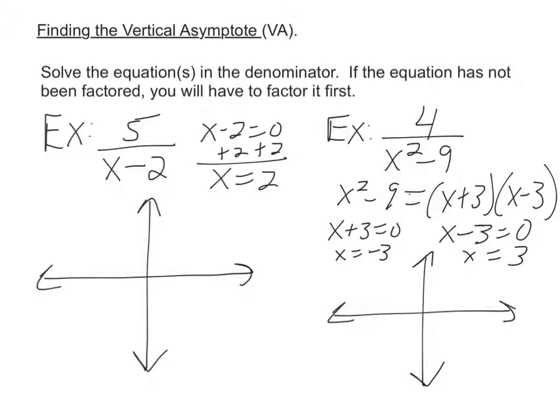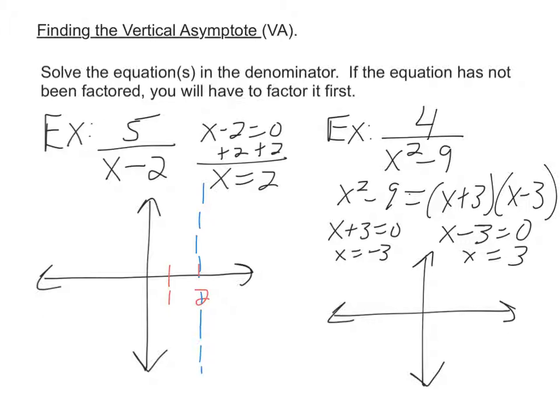So in the first one, we have 5 over x minus 2, and there's only one equation there, so we take the equation in the denominator and solve it. x minus 2 equals 0, x equals 2. So we go to 2 on our graph, and draw a vertical line right through 2. So there's 1, there's 2. Then we just draw our imaginary line, which is our vertical asymptote for that equation. We don't worry about the graph right now, we'll talk about that later.